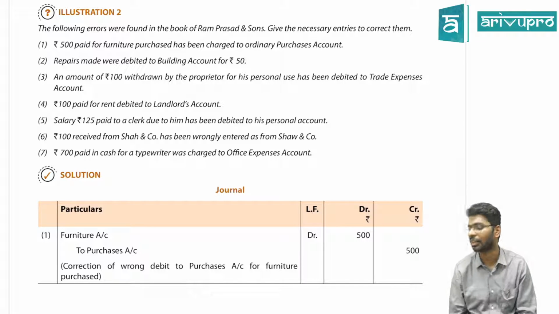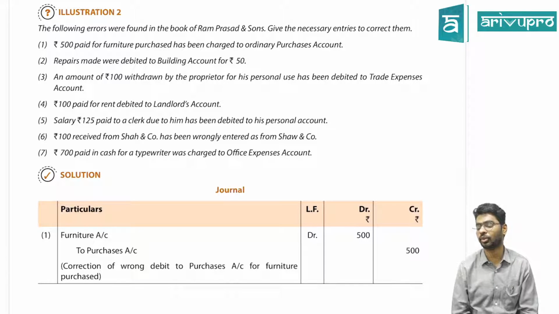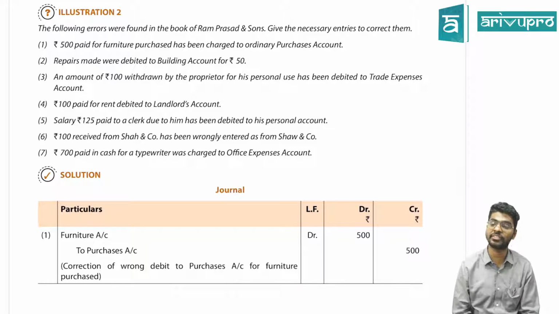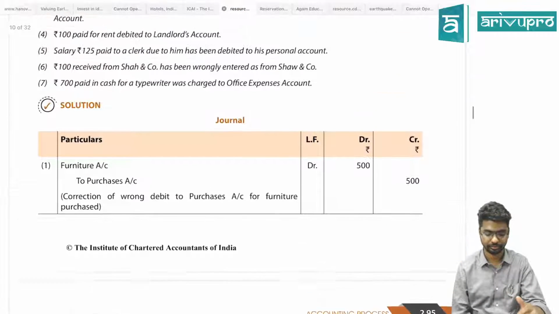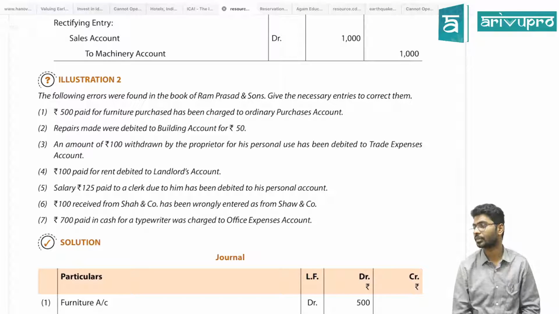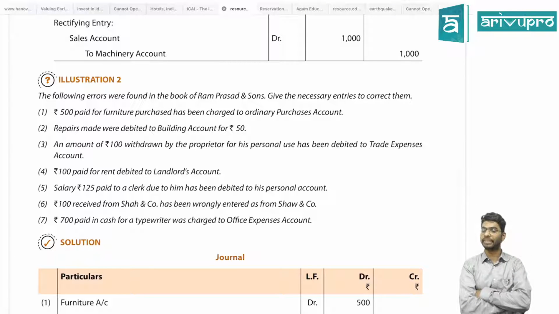Repairs to cash. Guys, please understand and do it. Don't just write whatever I am saying. The correct entry should have been repairs to cash. Instead of that, who is given a debit? Building to cash. They are saying it was debited to, which means the debit was given to the building account. Building account debited to cash account. So what's the rectification entry? Repairs to building.